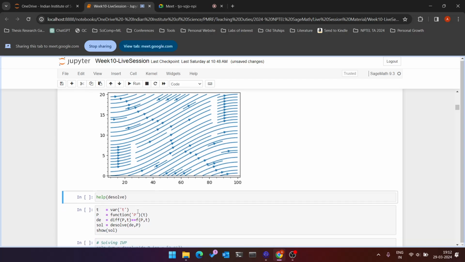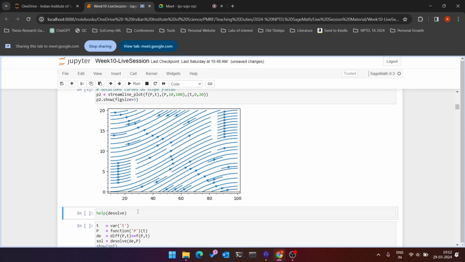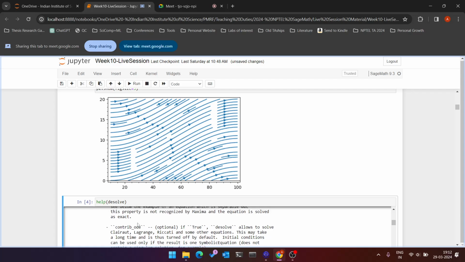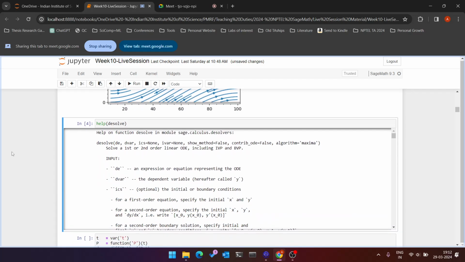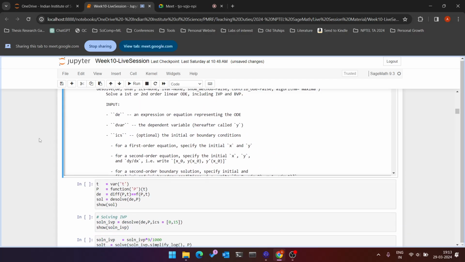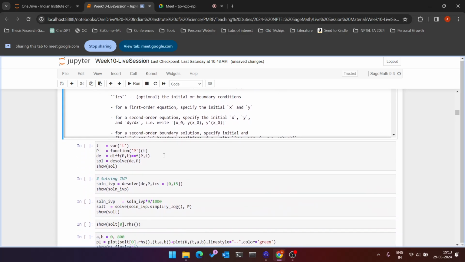Let's see. To obtain the exact solution, we'll be using DSolve. This is the differential equation solver inbuilt function in Sage, wherein the differential equation, independent variable, dependent variable, initial conditions and so on are specified, and it can solve either first or second order linear equations, including both IVP and BVP cases, initial value and boundary value problems.